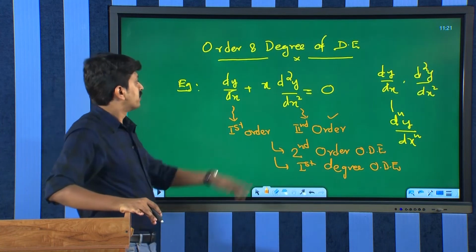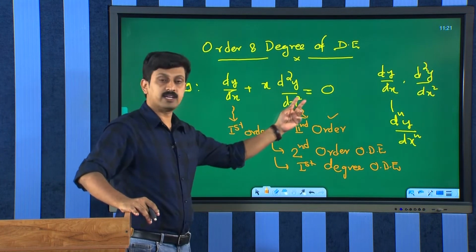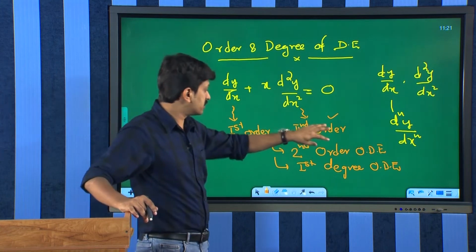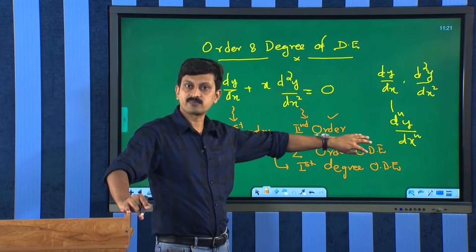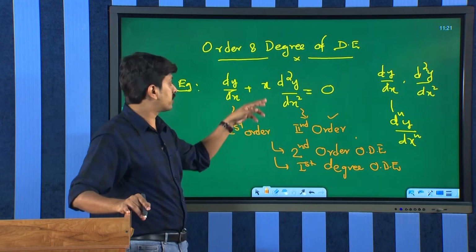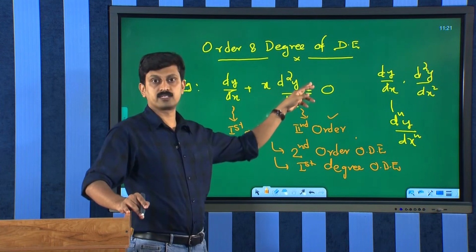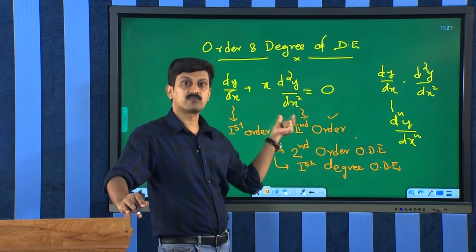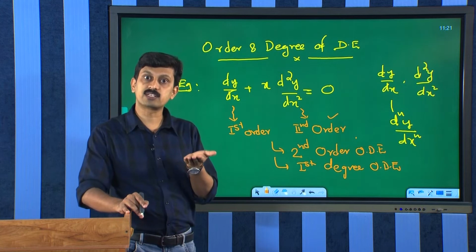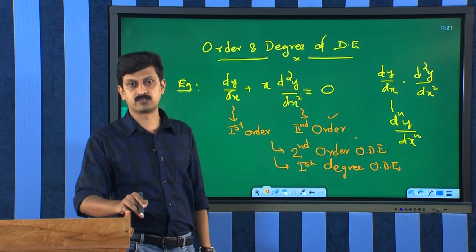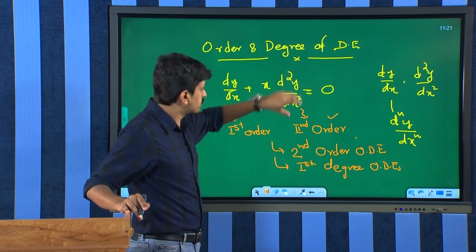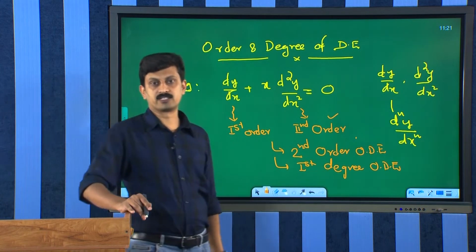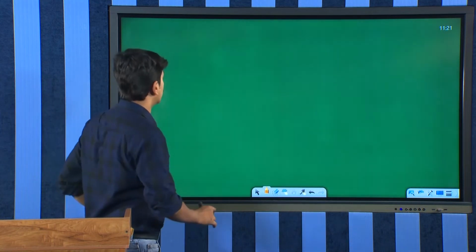See, here we have dy by dx plus x into d square y by dx square is equal to 0. In this differential equation, the highest order derivative is the second order. That is why this is a second order ordinary differential equation. The highest order derivative is d square y by dx square, because the equation consists of only one term of d square y by dx square, the highest power of it is one. So this is a first degree differential equation. Okay, now we can move to another example.